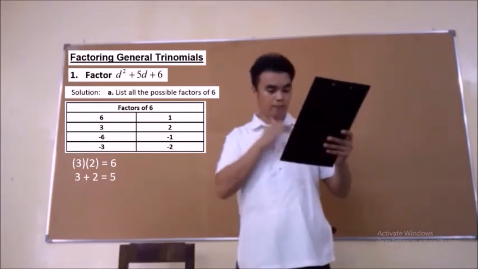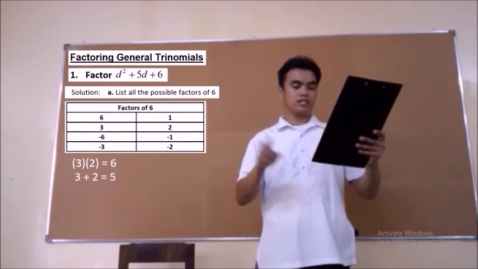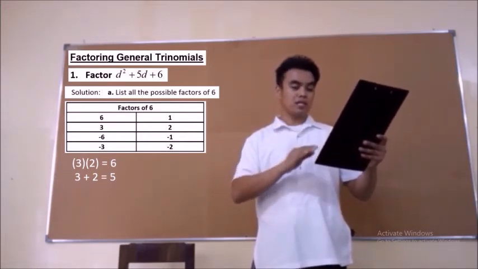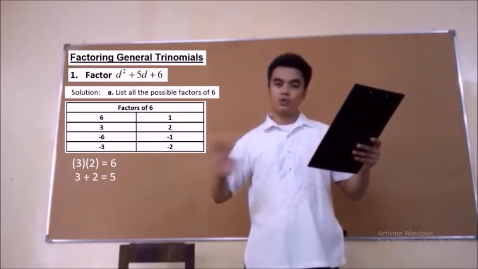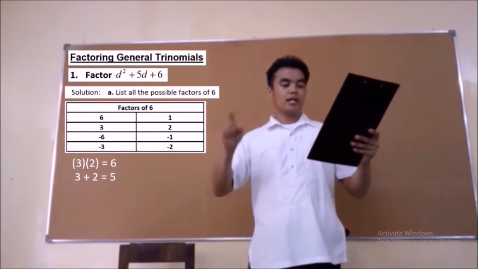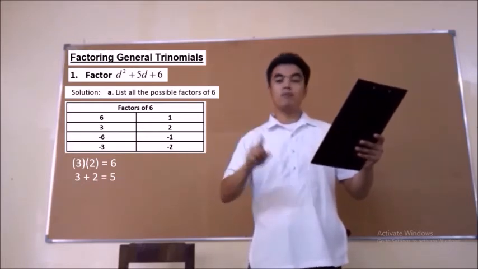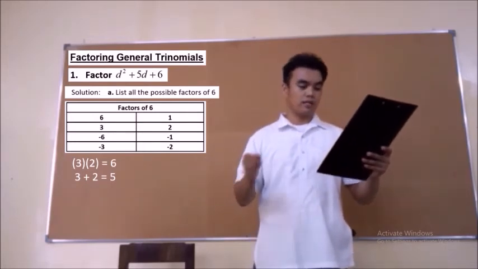Alright. So, subukan natin yung negative 6 and negative 1. Negative 6 times negative 1 is 6. How about negative 6 plus negative 1? That is negative 7. So, hindi natin pwedeng gamitin. Negative 3 times negative 2 is 6. But negative 3 plus negative 2 is negative 5. So, hindi rin natin pwedeng gamitin.